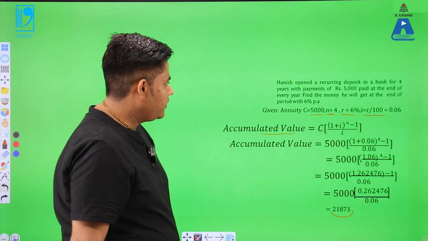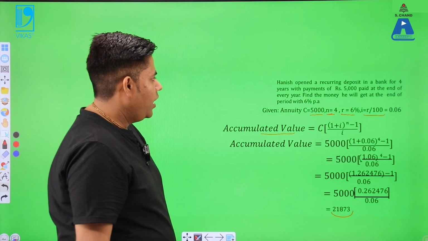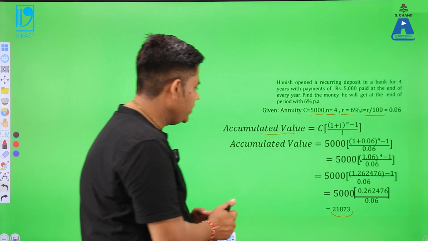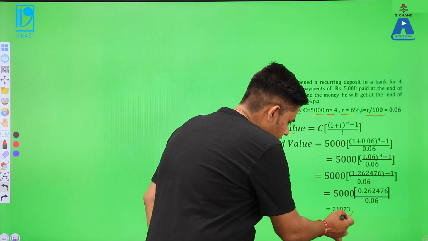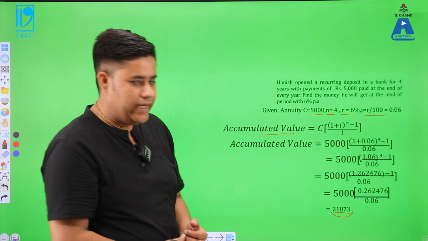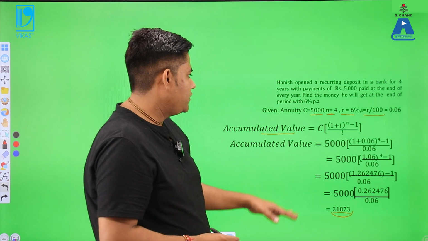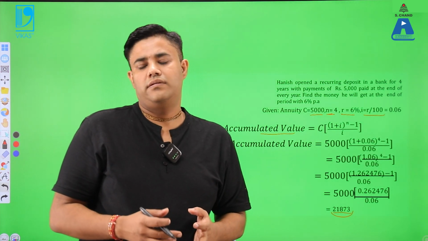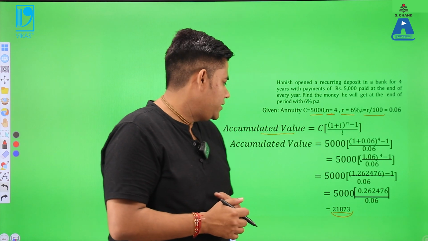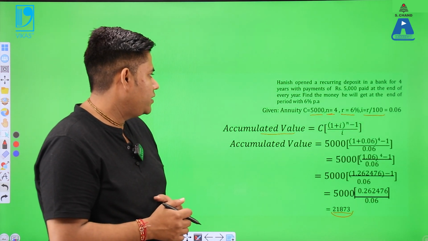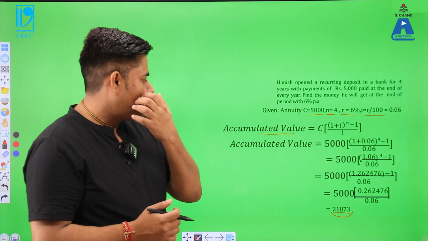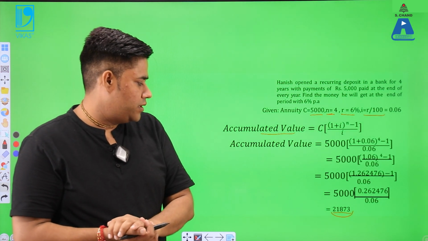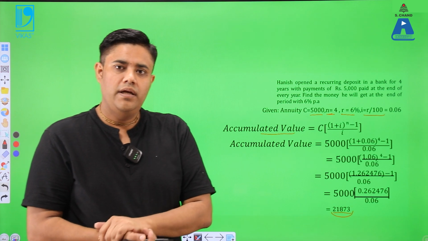So you can see that 5,000 was deposited in the account. After 4 years, the person is getting a final value in the recurring deposit account as 21,873. As far as the rate is concerned, that rate was 6% and the time period was 4 years. So that means the person might have deposited 20,000 in the bank, and he is getting an interest of 1,873. That means the accumulated value is calculated in one go.